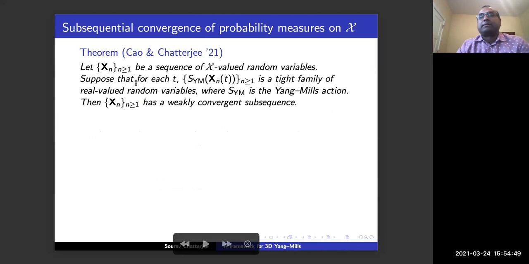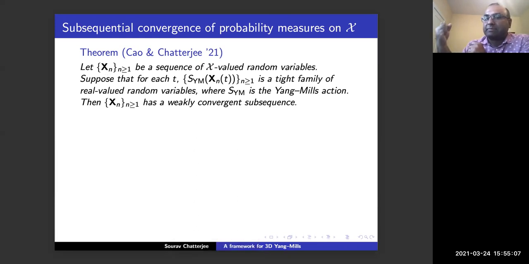So here is the subsequential convergence result. Let bold Xn be a sequence of script X valued random variables. We are trying to construct the Yang-Mills measure on this space script X, so we take a sequence of well-defined random variables which approximate the Yang-Mills measure, and we want to show this.